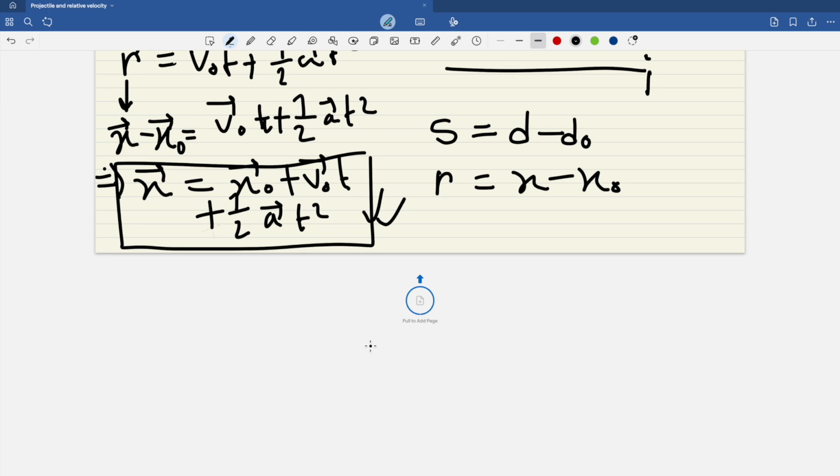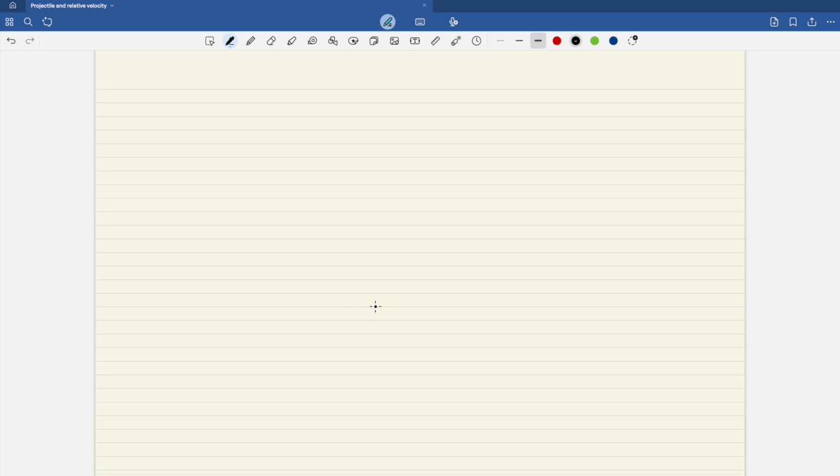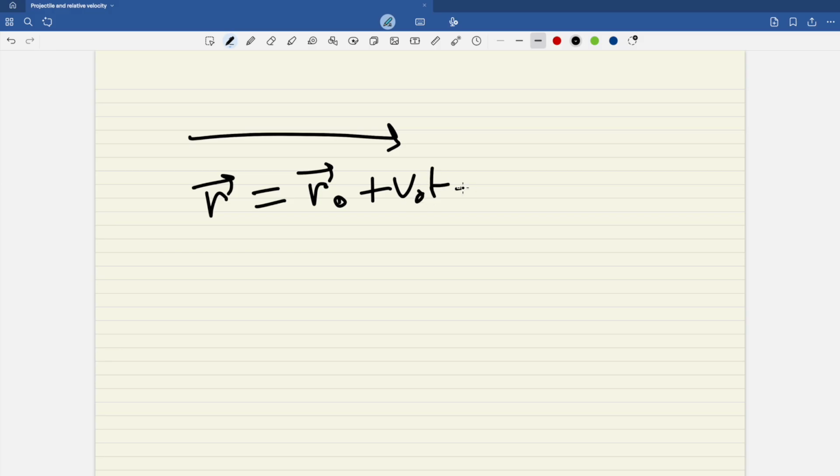So if we move forward, it is no different in the projectile motion also. We talked about the linear motion, we explained the linear motion, but it's no different for the projectile motion as well. So in the projectile motion, the position vector r can be written as r naught plus v naught t plus half a t square.